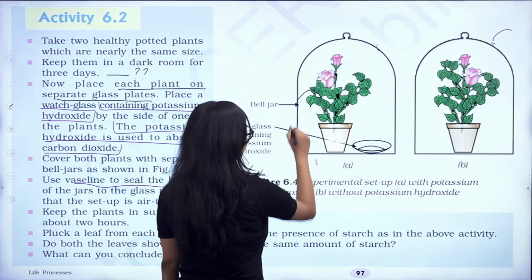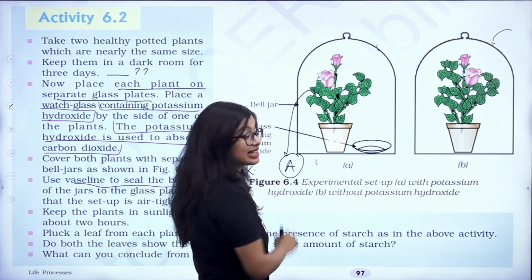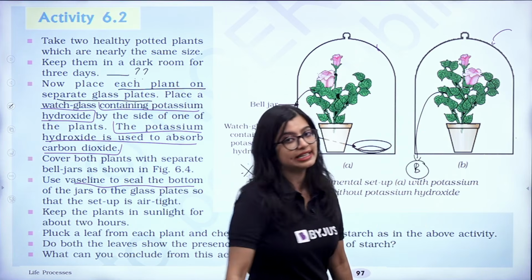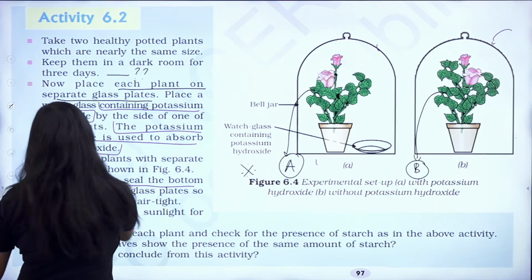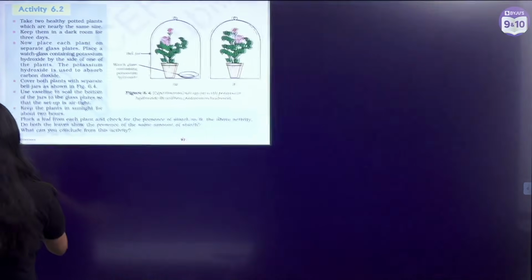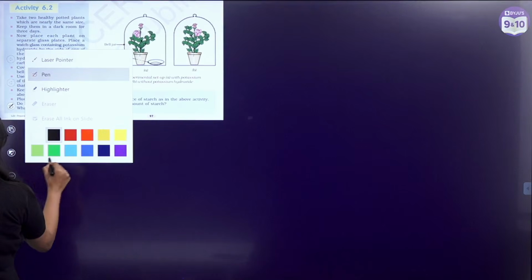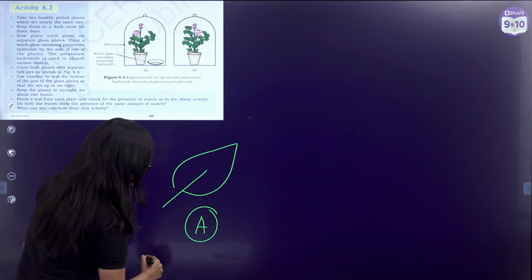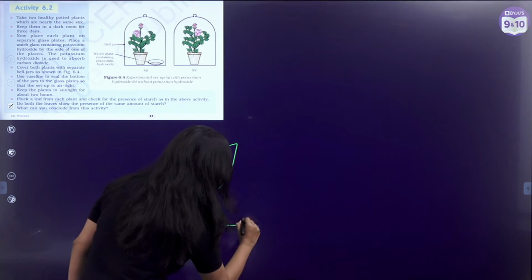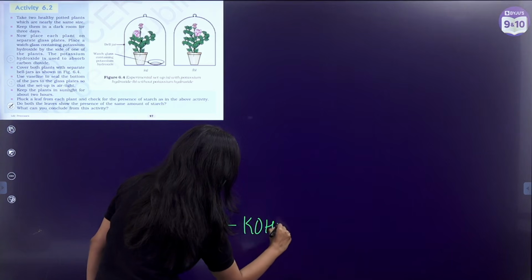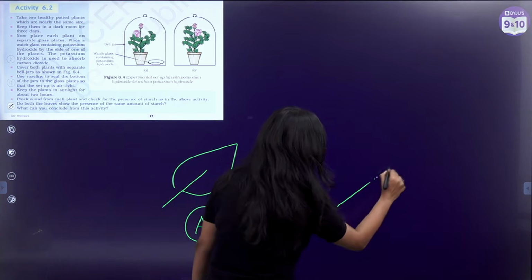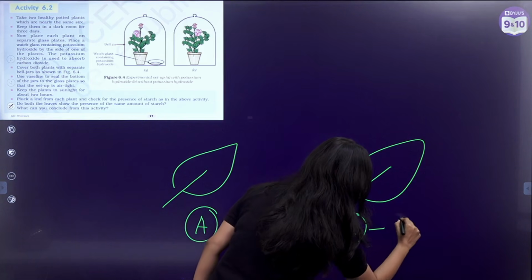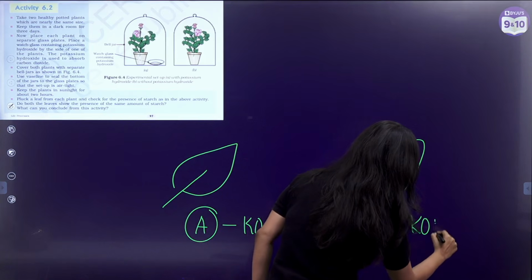So I'm going to take a leaf from plant A and call that leaf A. Then I'm going to take a leaf from plant B and call it leaf B. Let's visualize this a little bit. Now I have 2 leaves with me. Leaf A came from the potted plant which had KOH, so I'm going to put a tick near KOH, while leaf B came from plant B which had no KOH.